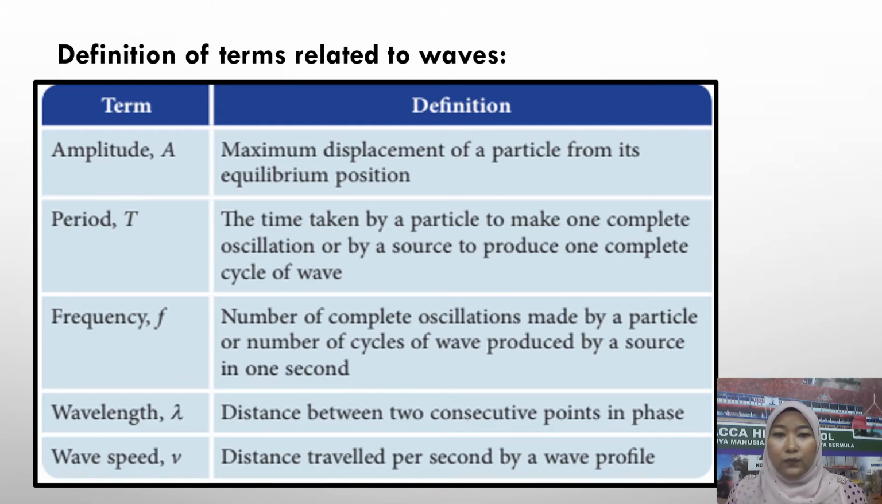complete cycle of wave. So what is frequency? Frequency is the number of complete oscillations made by a particle or number of cycles of wave produced by a source in 1 second. Wavelength uses the symbol lambda. It is the distance between two consecutive points in phase. Wave speed, v, small letter, is the distance traveled per second by a wave profile.